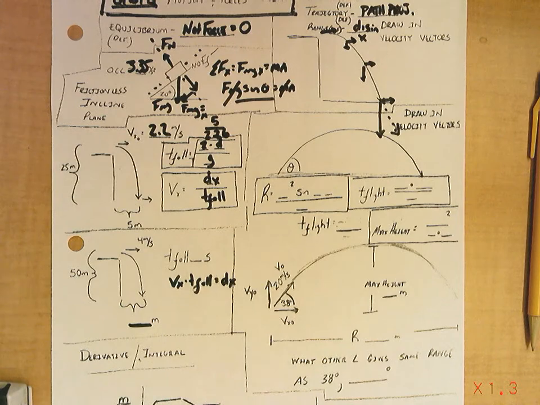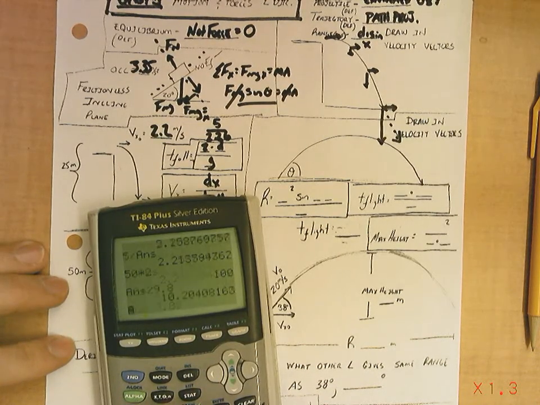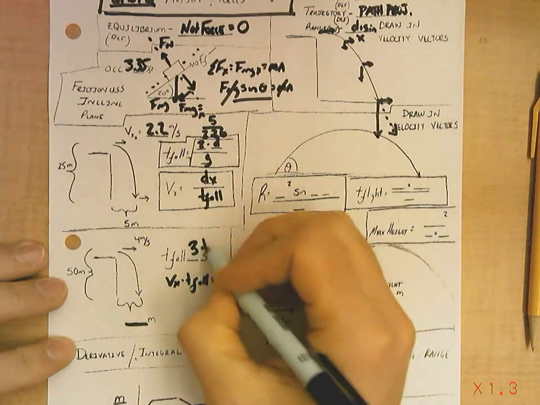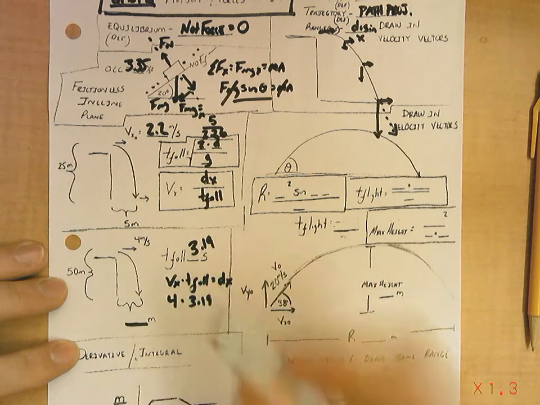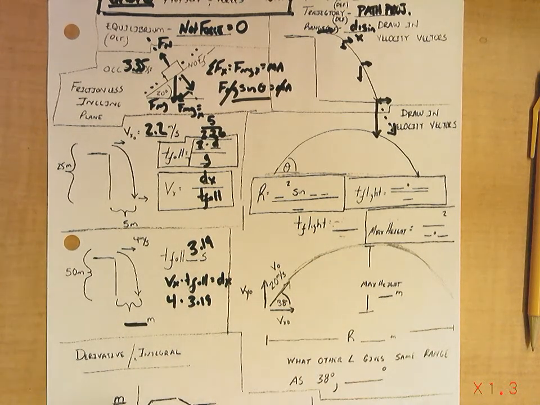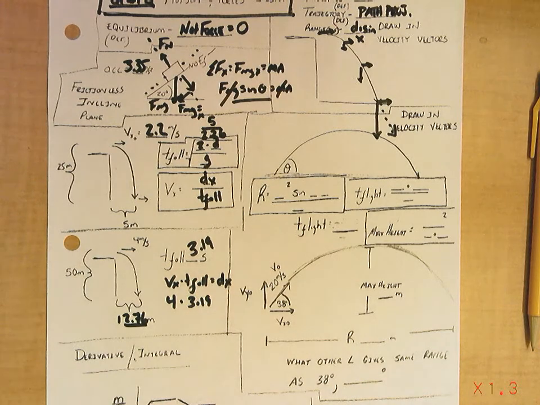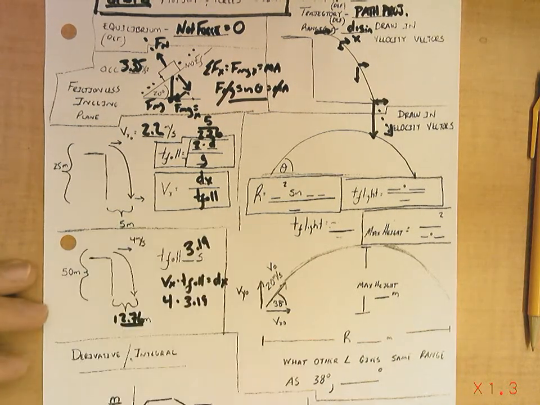So t fall would be 50 times 2 divided by 9.8 square root. So we get 3.19 for t fall. So put that right there. And then Vx was 4. 4 times 3.19 will give us 12.76 for the distance. So that's it for the t-fall stuff. Let's look at some of the parabola stuff now.